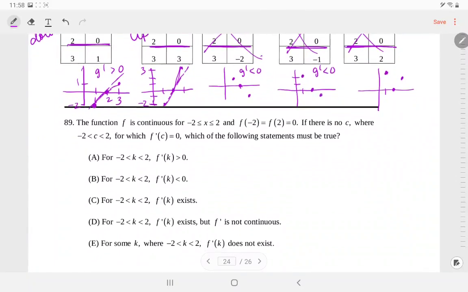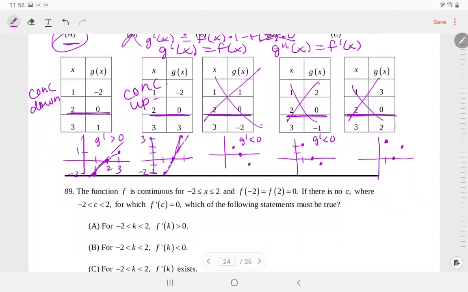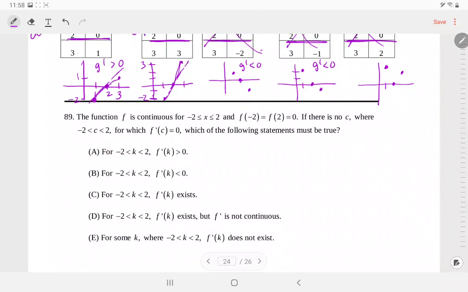Okay. Mr. Calculus did it some algebraic way. It looks way more complicated. The picture is really helpful. Okay, 89. So 89 we have, okay.